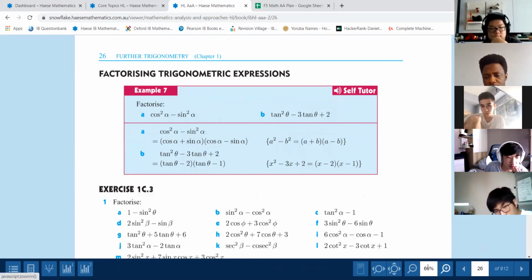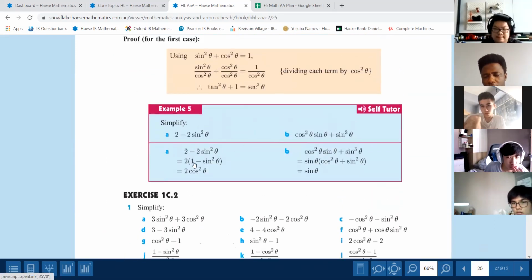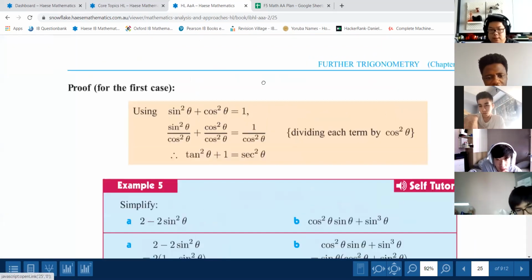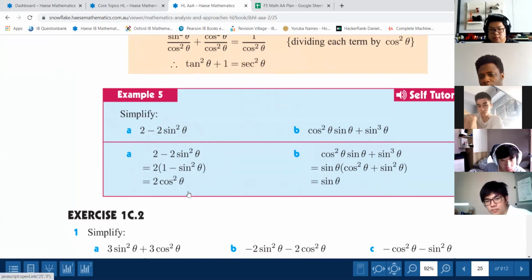Anyway, so look at this. We can look at it together. Simplify this. So you see, you factorize. Okay? When you factorize this, 1 minus sine squared, that is cos squared. So basically, this is just 2 cos squared when you simplify. Simplify in the sense that there were two terms, now it's becoming just one term. Are you with me?